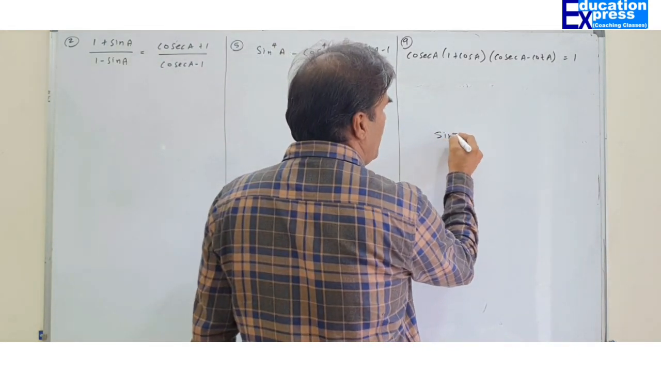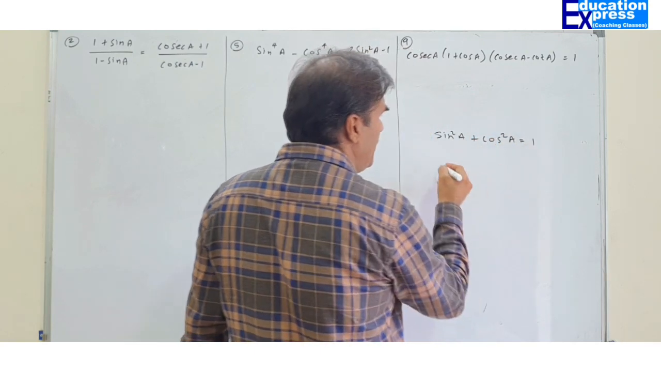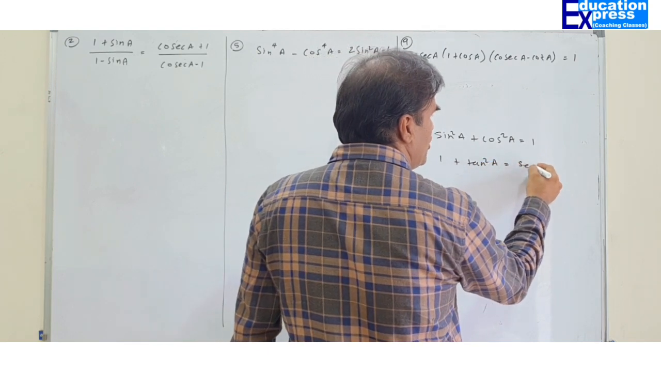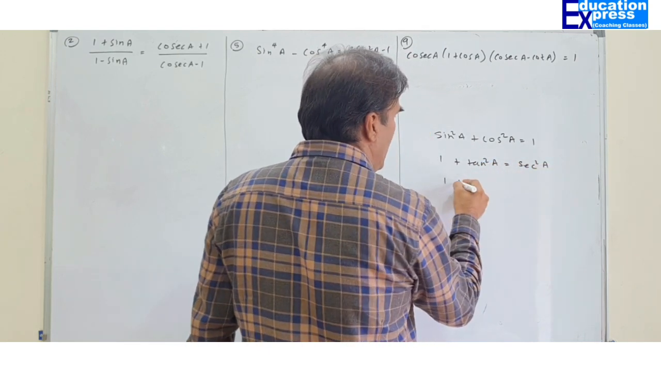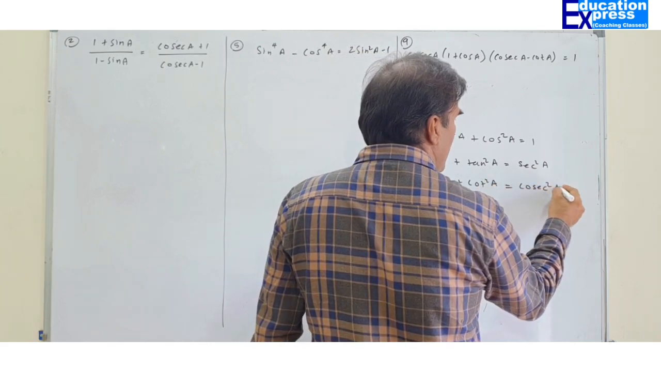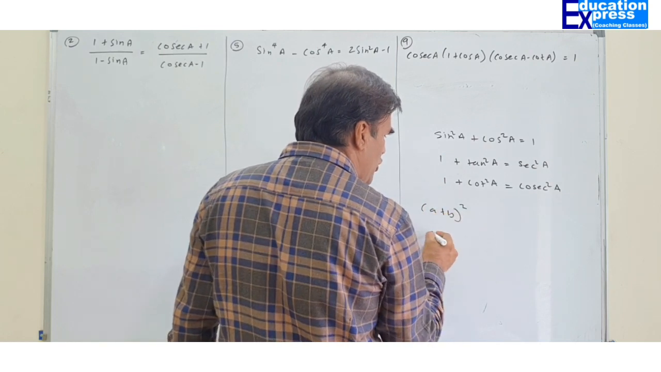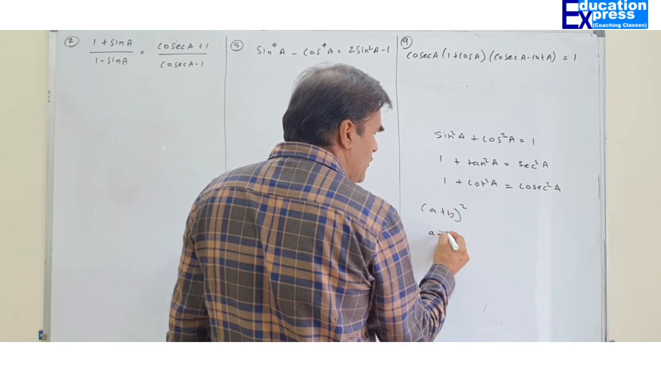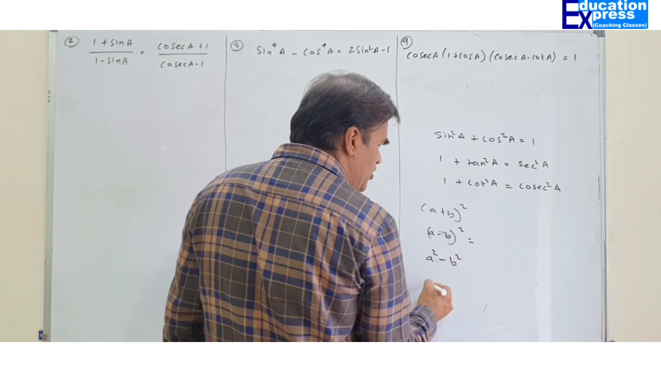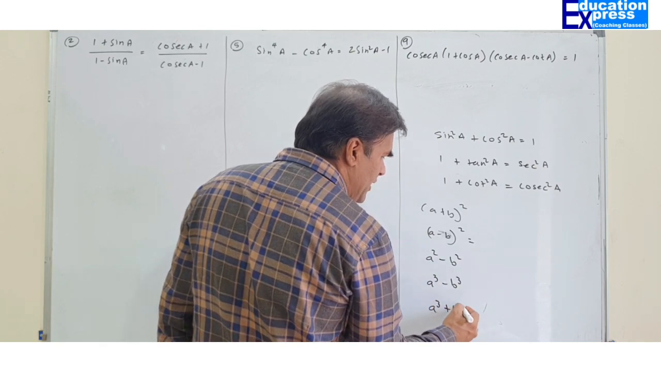simply using the formula sin square A plus cos square A equals 1, 1 plus tan square A equals sec square A, 1 plus cot square A equals cosec square A. At the same time, some formulas of identities must be known to you. A plus B the whole square, A minus B the whole square, A square minus B square, A cube minus B cube, A cube plus B cube.